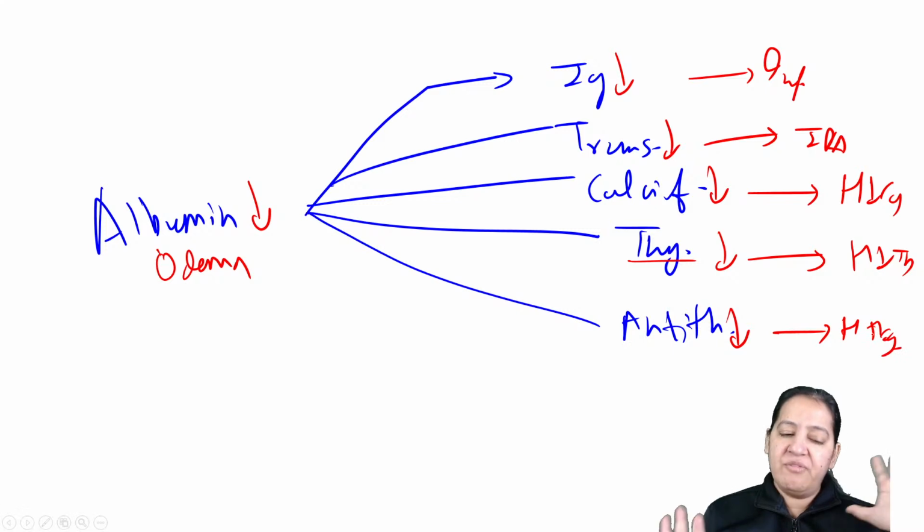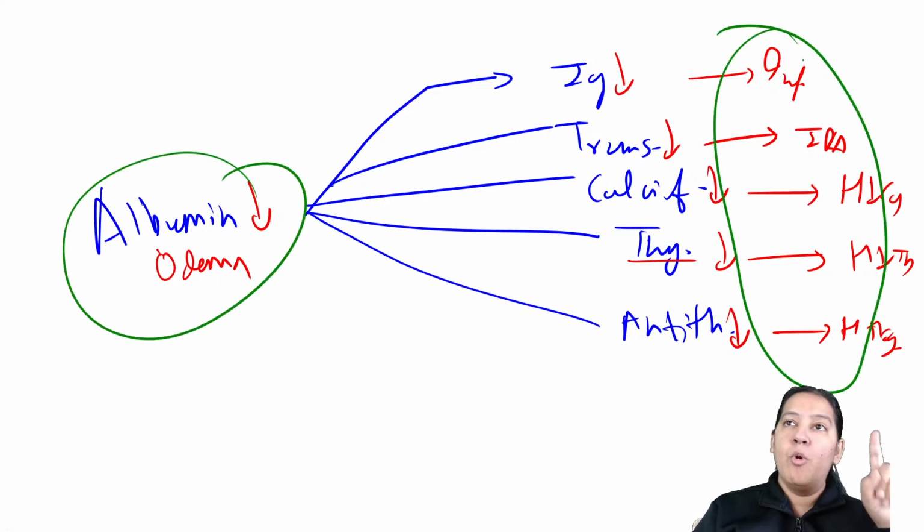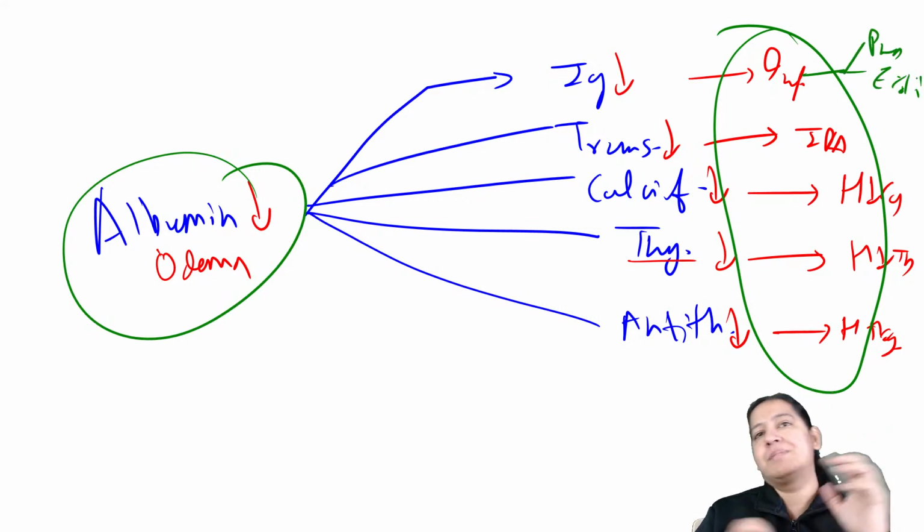So a patient with nephrotic syndrome has these various symptoms. The most common infection is pneumococcus followed by E. coli.